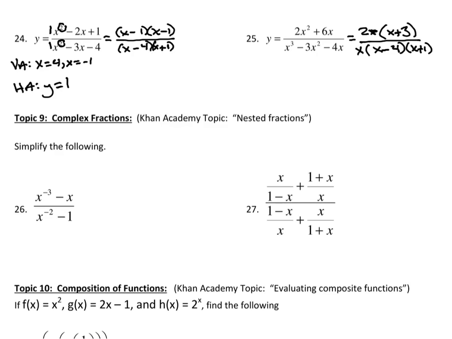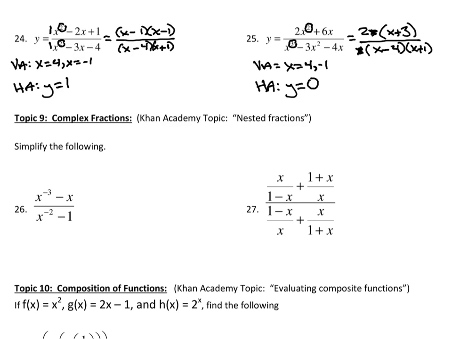So what's nice here, the x's cross off, which means we have a hole where x equals 0. So that just eliminates x equals 0 as a vertical asymptote. So our new vertical asymptotes are x equals positive 4 and negative 1, just like the last one. As far as the horizontal asymptotes go, since the exponent on bottom is bigger than the exponent on top, the horizontal asymptote will just be y equals 0.